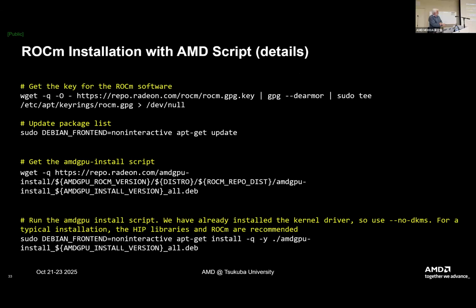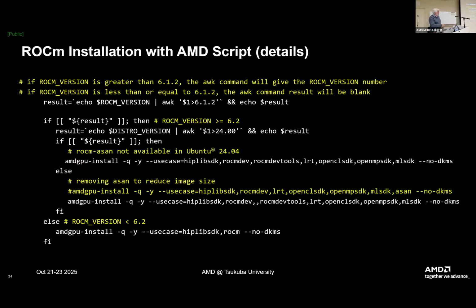Okay, so we have to get a key for the ROCm software. We're going to go ahead and get the install script, and we're going to run that install script. That's just going to install the packages into our list of packages. So then we have to go ahead and do the installation on the next slide.